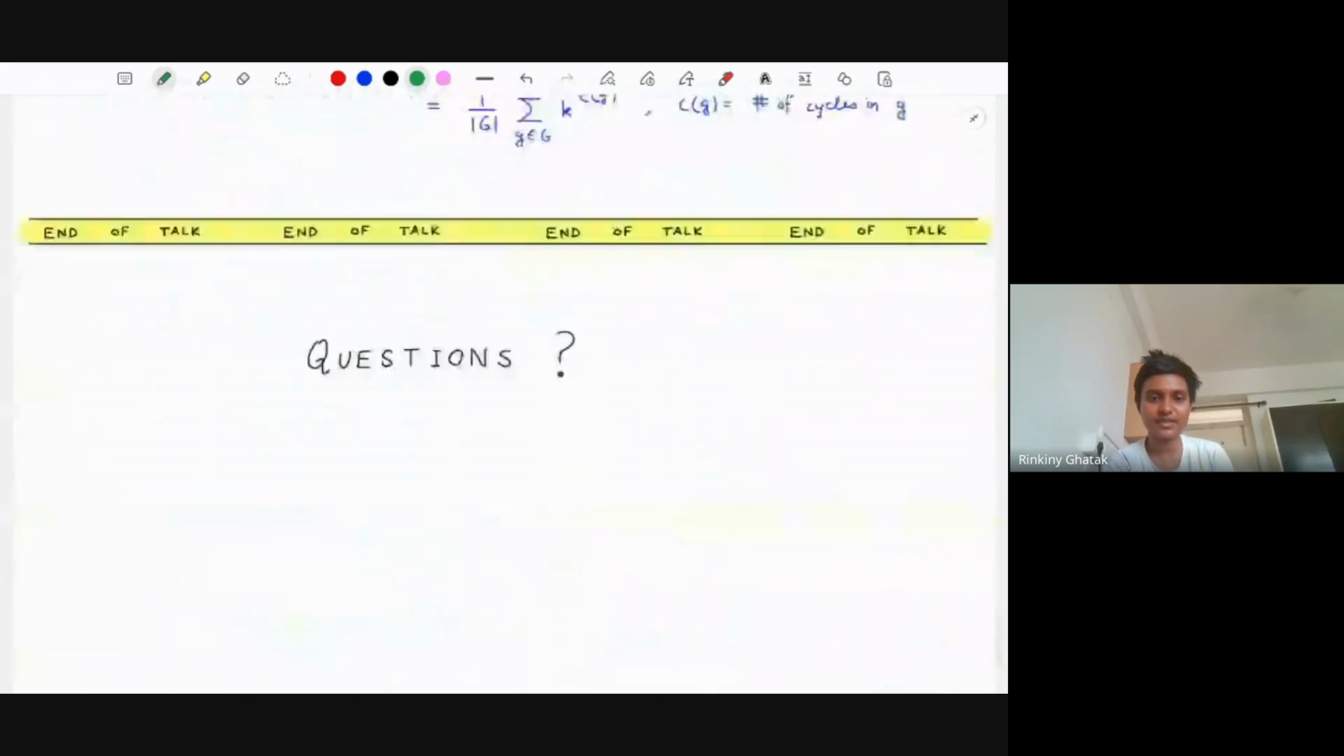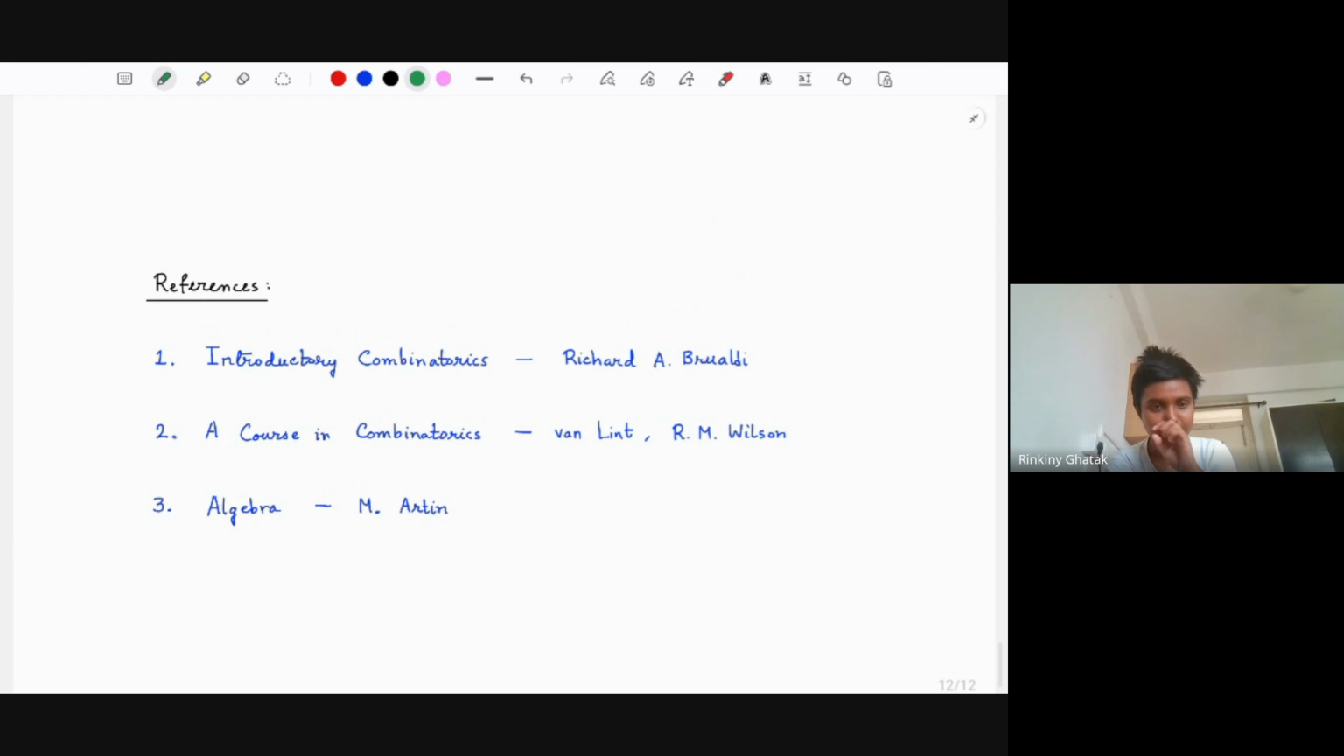If no questions, just one thing, I have a list of references. That's all. So have a look at these. The first book is quite easy to read, and it'll be a very fun read for those of you who had not seen combinatorics properly before. It also contains the Burnside lemma and Polya counting. This is a slightly harder book, but it's very rewarding. And this is just a book on algebra for some group theory. Okay, so that's all I had.